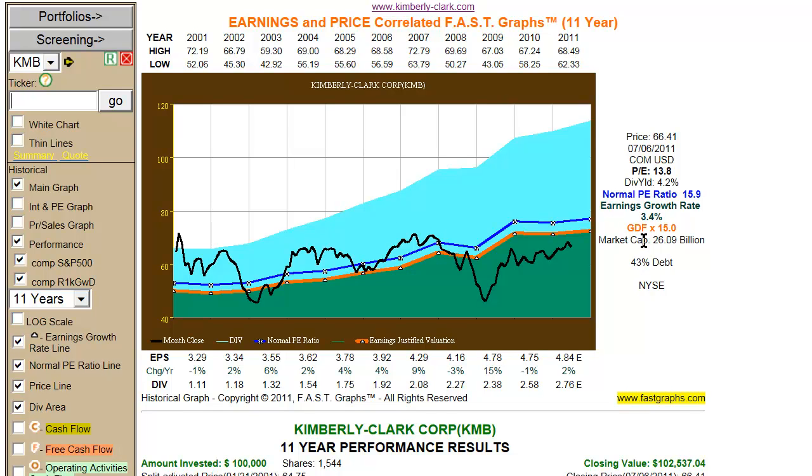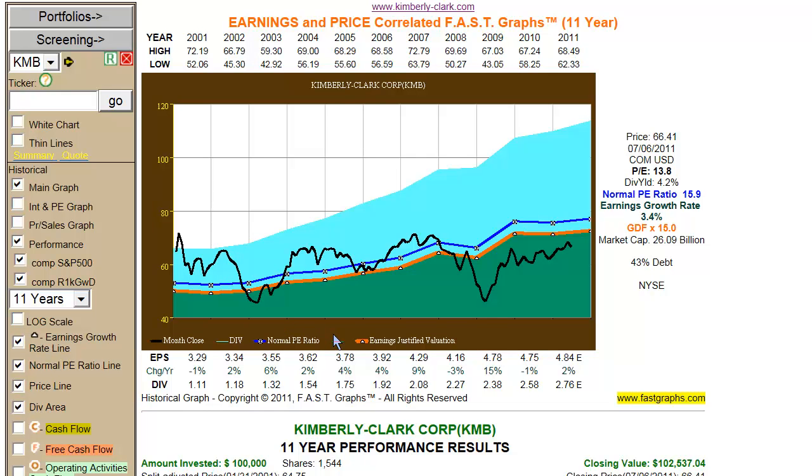Here we're using a Graham-Dodd formula. It's Ben Graham's famous formula for valuing a company, because the growth rate during this 11-year period for Kimberly-Clark has only averaged 3.4%. So this is the orange earnings-justified valuation line, which calculates out to a fair value PE of 15. The blue line simply shows that the market has priced Kimberly-Clark quite often above that, at almost a 16 multiple. But what you can see here is, in essence, when the price is touching the orange line, it's in value. When it's above the orange line, it's overvalued, and of course below the orange line, it's undervalued.